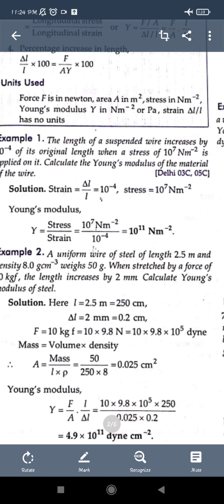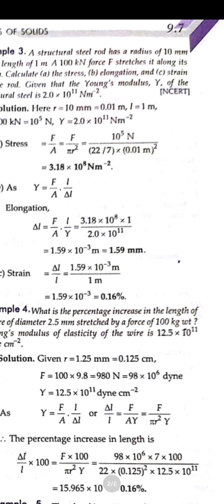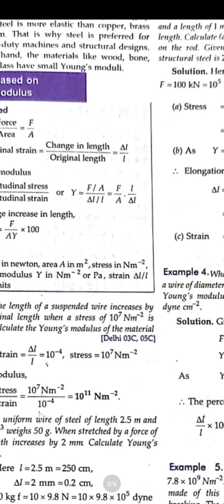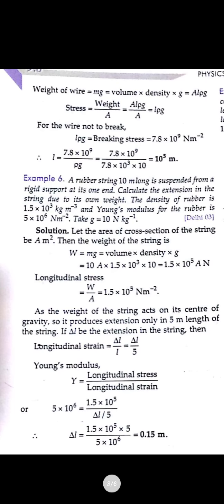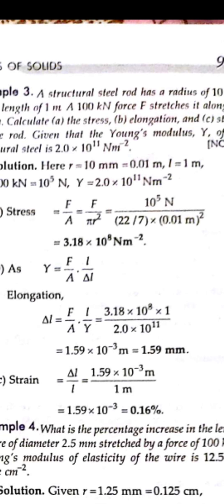Now see the second. A structural steel rod has a radius of 10 mm and a length of 1 meter. So this is the area and the length is given. The force is 100 kilonewton, that means you are talking about a Newton condition, so you don't have to multiply by 10 to the power 5. What that means is that the force is in SI units here, it is Newton. So radius 10 mm, length of 1 meter, 100 kilonewtons.